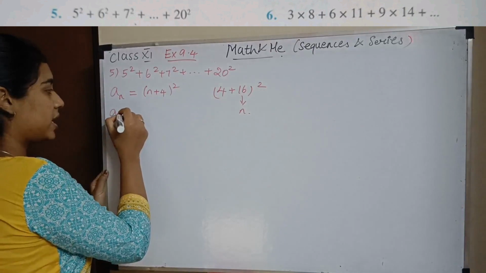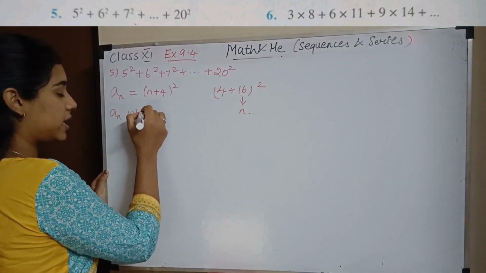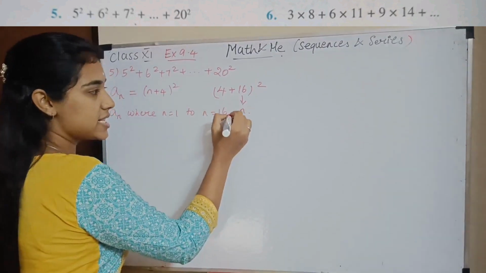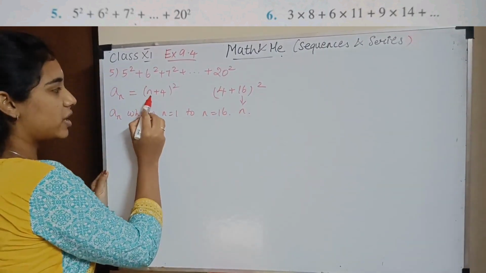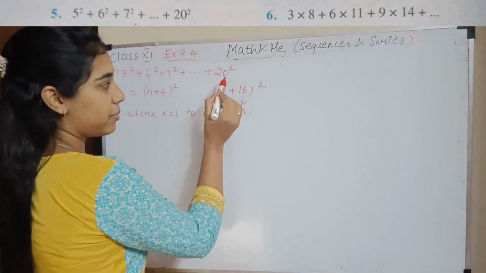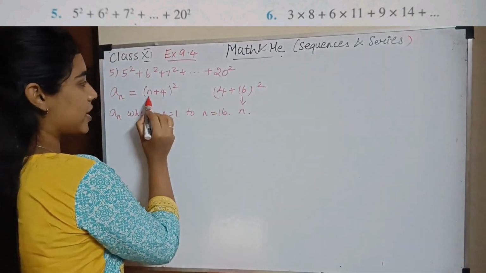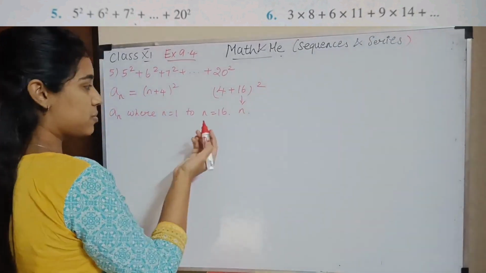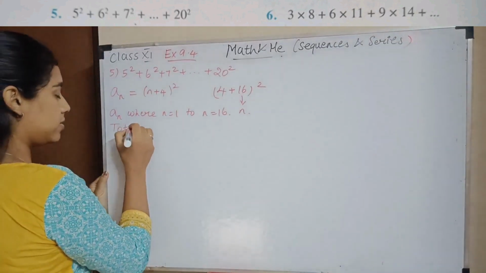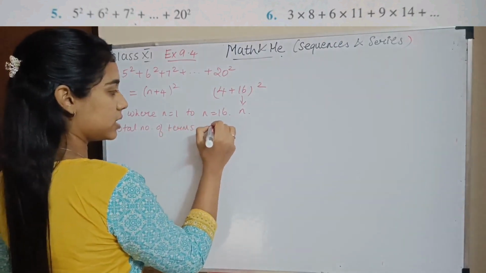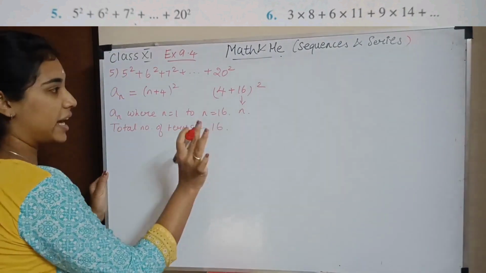My n starts from n equals 1 to n equals 16. I need a general term to do the summation. But my last term is already given, which I can write as 4 plus 16, where my n is 16. So what is my number of terms? Total number of terms equals 16.